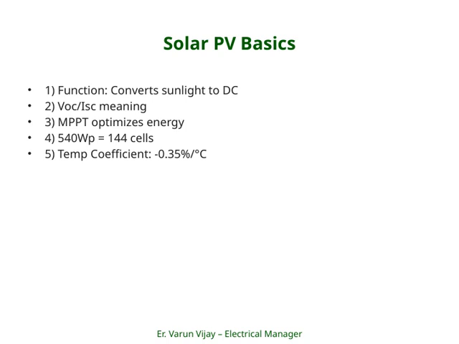Finally, the temperature coefficient of -0.35% per degree Celsius tells us how the panel's performance decreases as the temperature rises. For every degree increase above standard test conditions, the panel's efficiency drops slightly, which is important for designing systems in various climates. All these points tie back to our overall goal of designing efficient, reliable solar power systems. And with that, I am Varun Vijay, your electrical manager, ready to assist further.